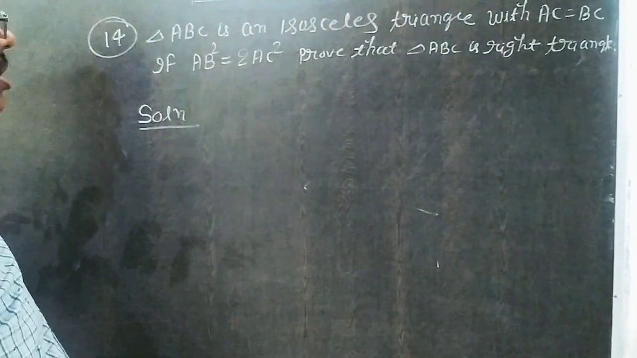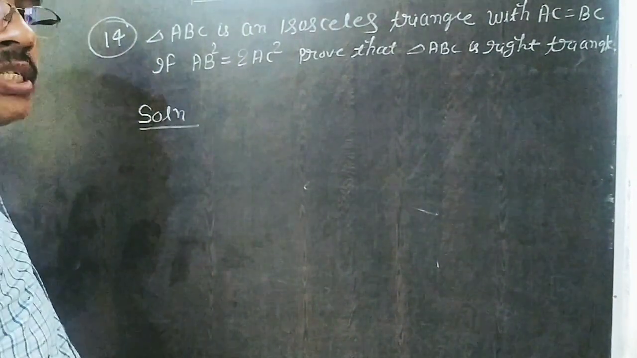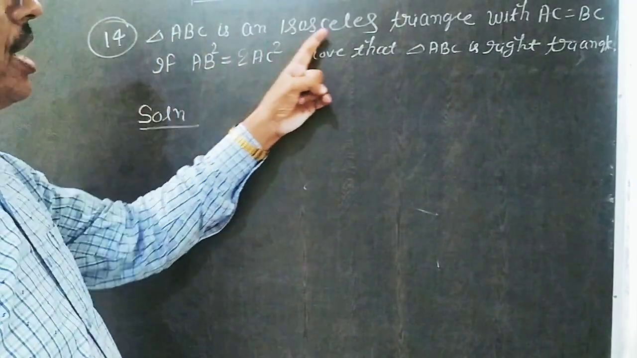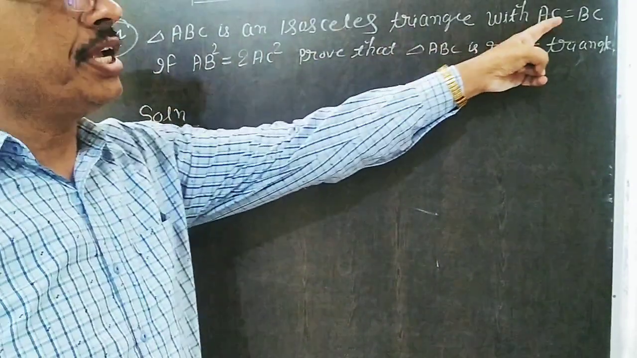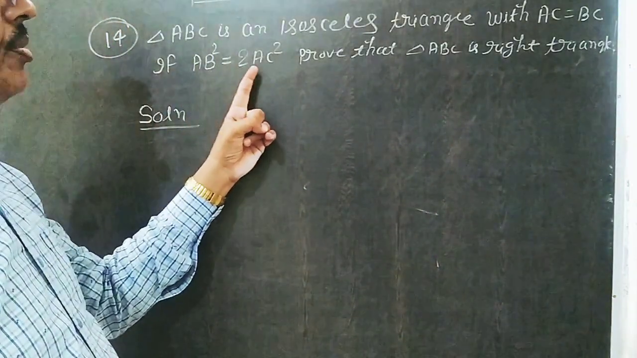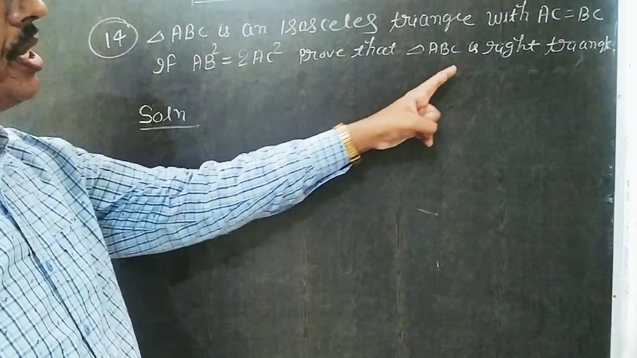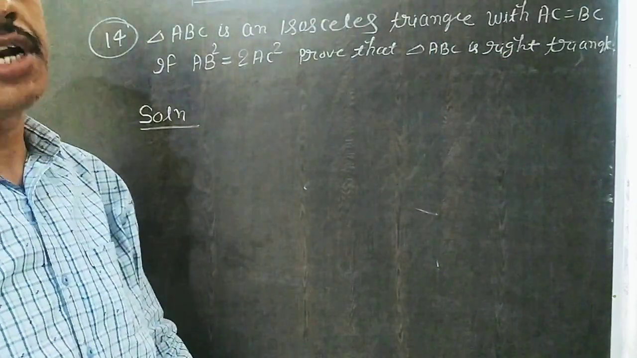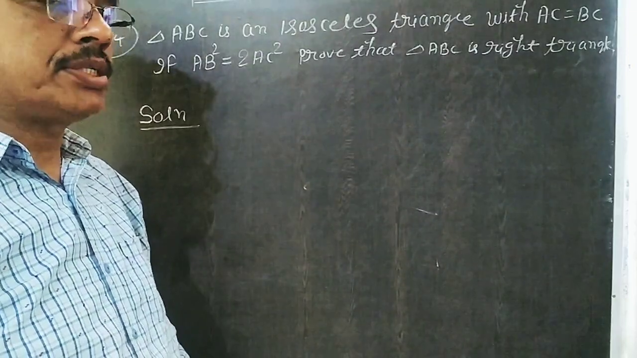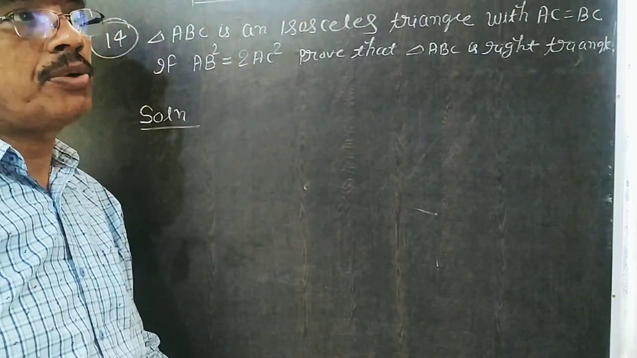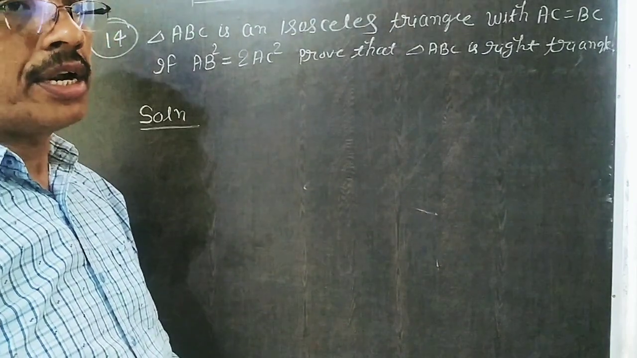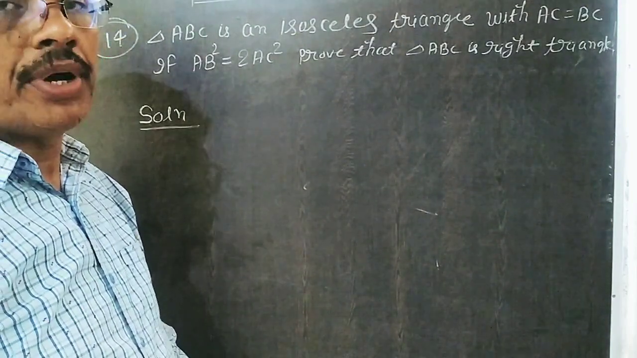Now see question number 14. It is just the converse of example 13. In this question, triangle ABC is an isosceles triangle with AC equal to BC given. If AB square is equal to 2AC square, prove that triangle ABC is a right angle triangle. By the converse of Pythagoras, if the square of one side is equal to the sum of the squares of the other two sides, then the triangle is a right angle triangle. So by the converse of Pythagoras, you can solve this problem.